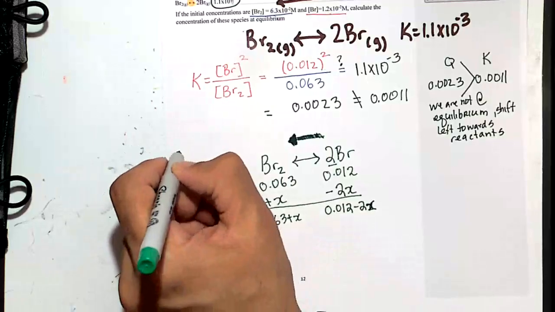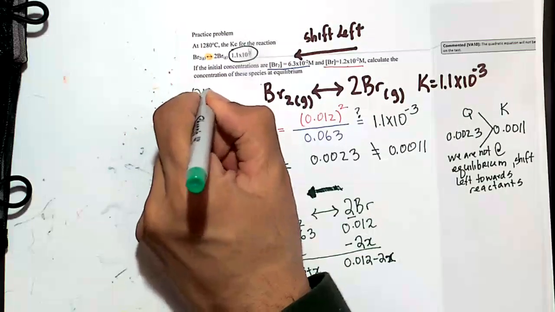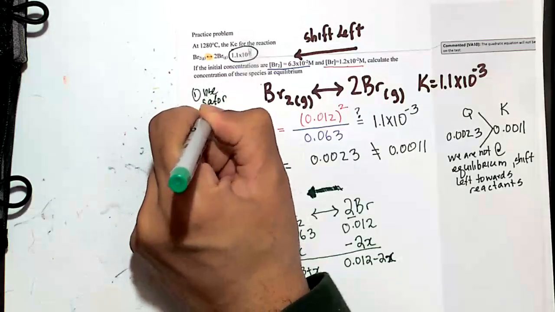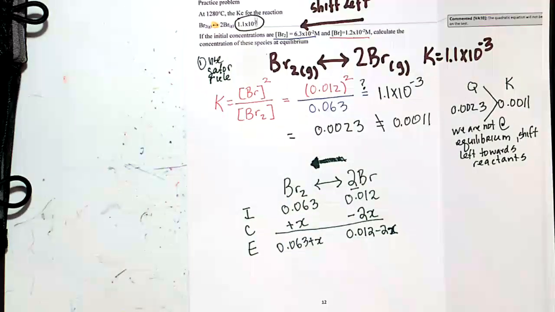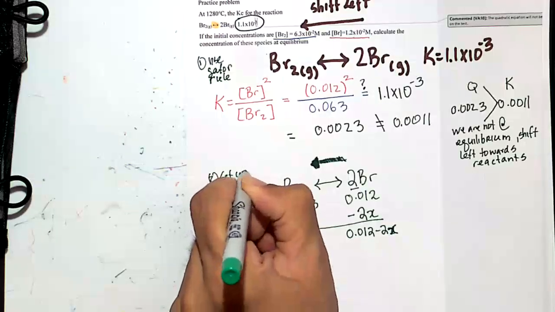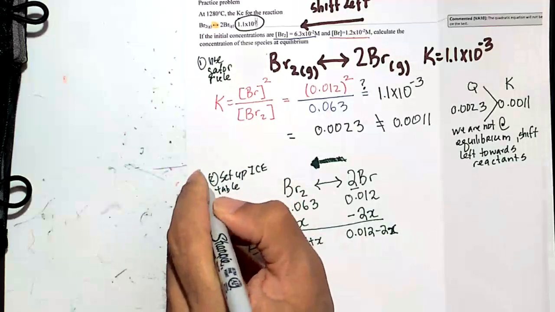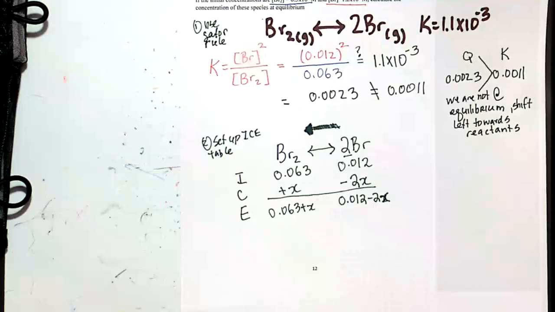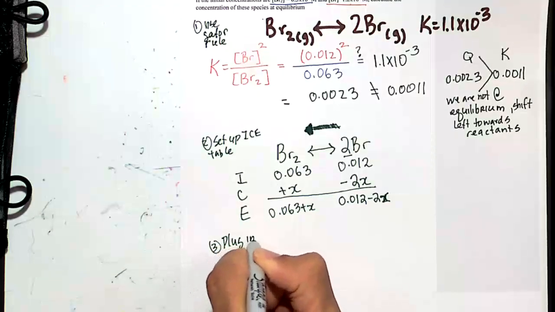Alright, so just as we did before, first of all, we use the Gator rule, step 1, to determine where it's going to shift, left or right. We found out it shifts to the left. Number 2, we set up the ice table, making it go to the left. And then number 3, we'll plug into the equilibrium expression.